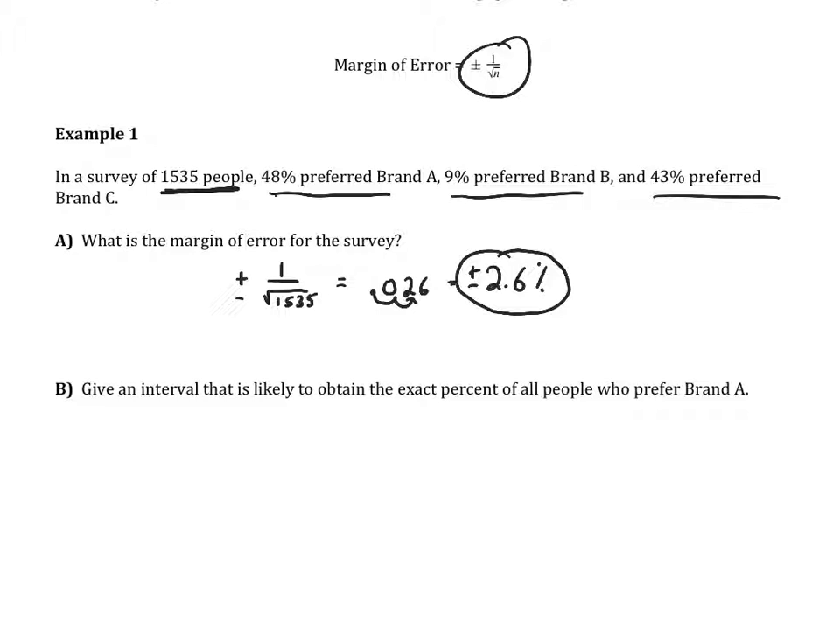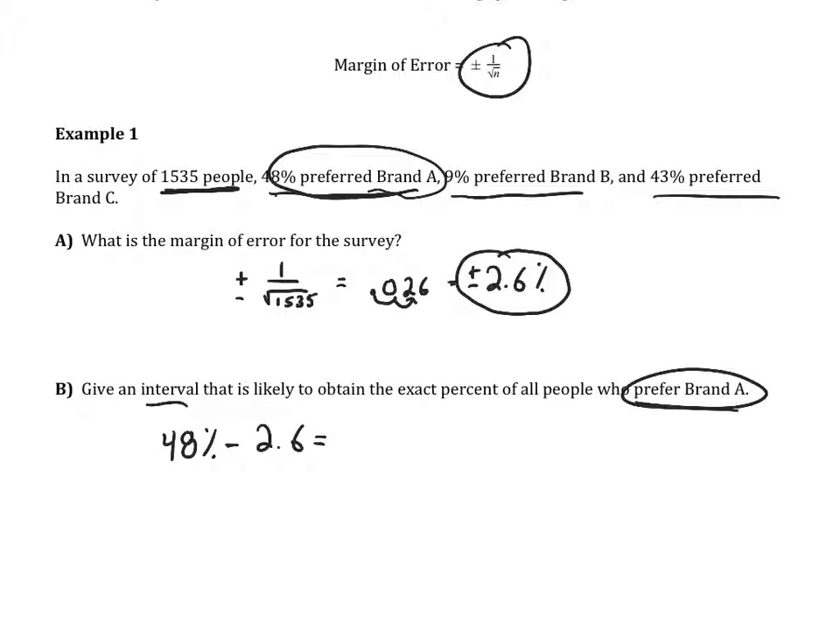It says give the interval that is likely to be obtained for the exact percent of all the people who prefer brand A. So we're going to look up here and only focus on brand A. 48% of people preferred brand A. To figure out what our interval is, we take 48% minus the 2.6 that we found. That gives us 45.4%. And then we do 48% plus 2.6. That gives us 50.6%.